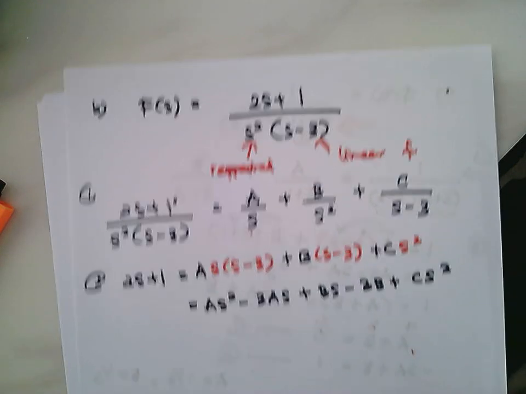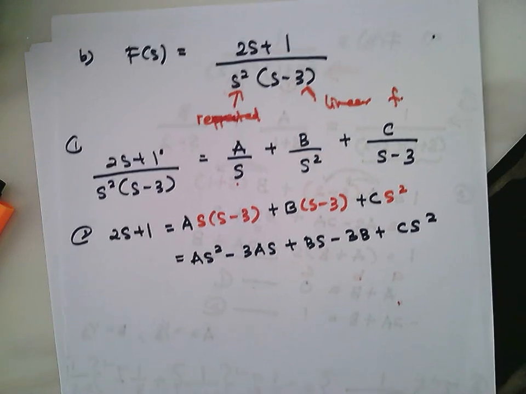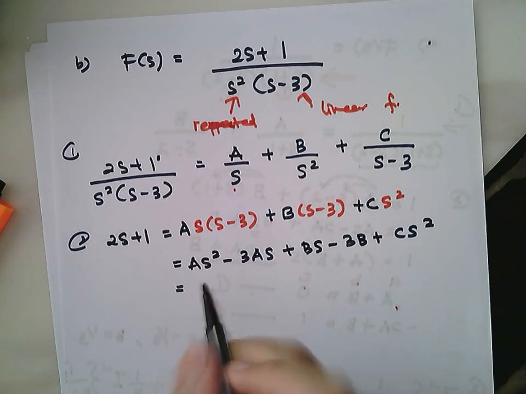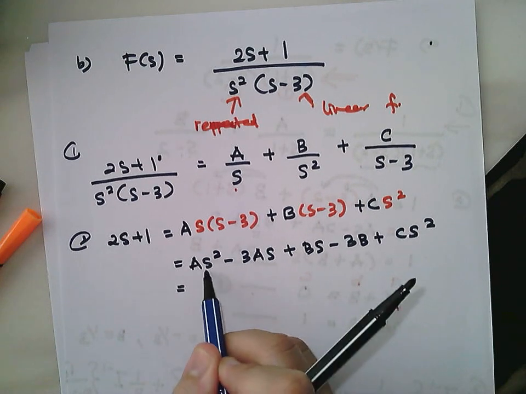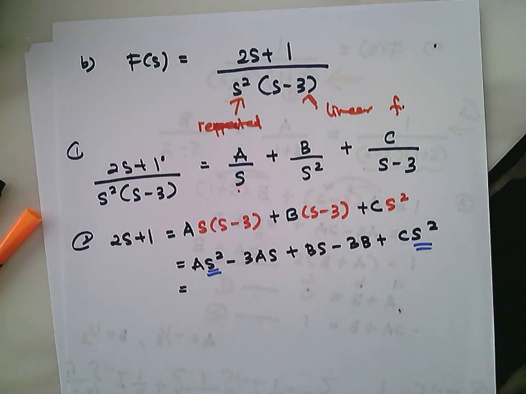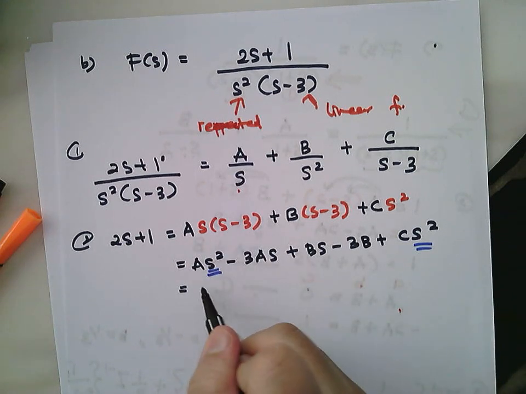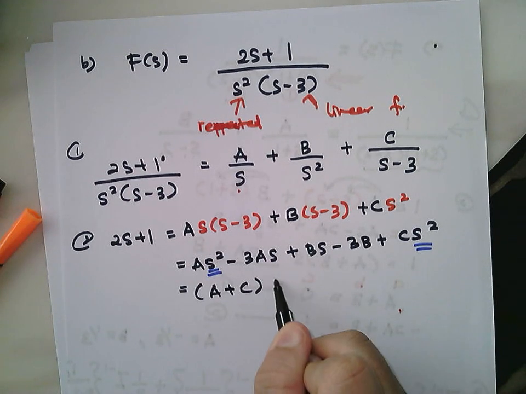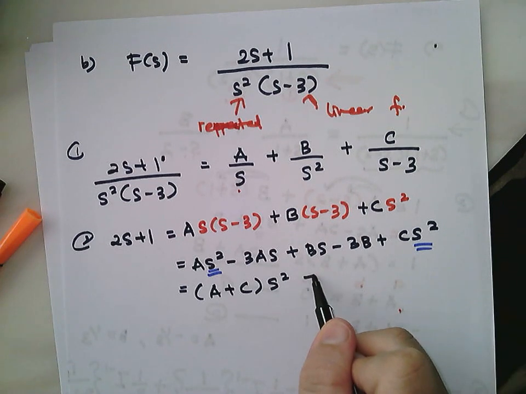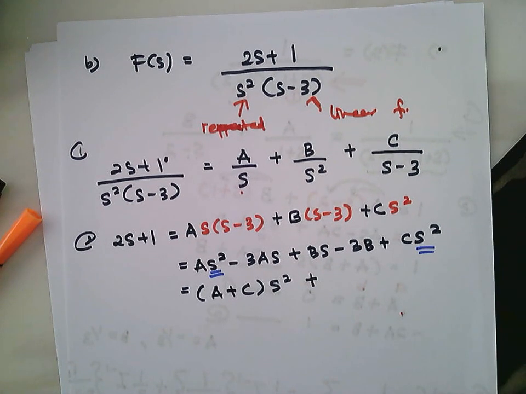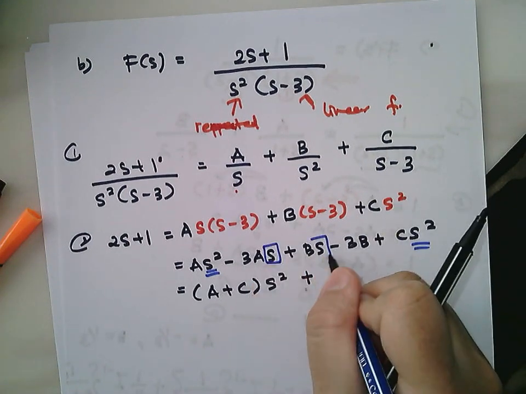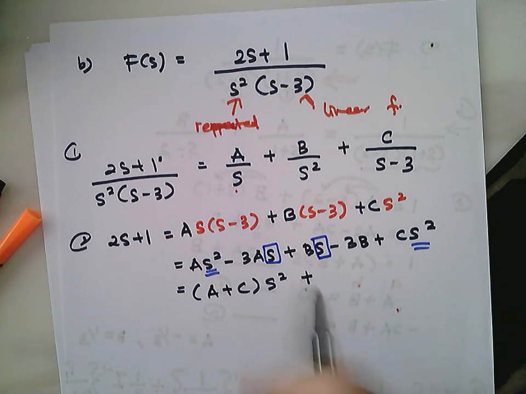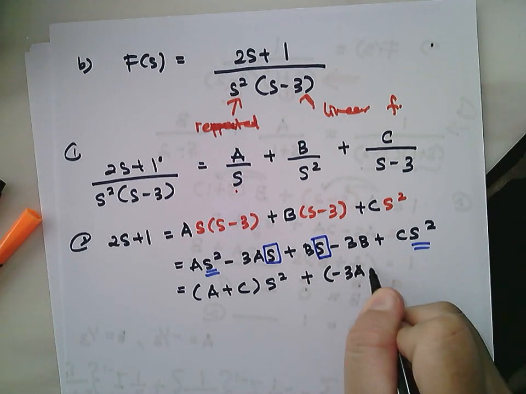Okay, now factorize back according to the variable. So the first one is s squared. Find which of the terms have s squared. So you will have this one and also this one. Therefore your first function will be a plus c, s squared, plus the second one is s. Which ones have the variable s? This one and also this one. So you will have plus negative 3a plus b.